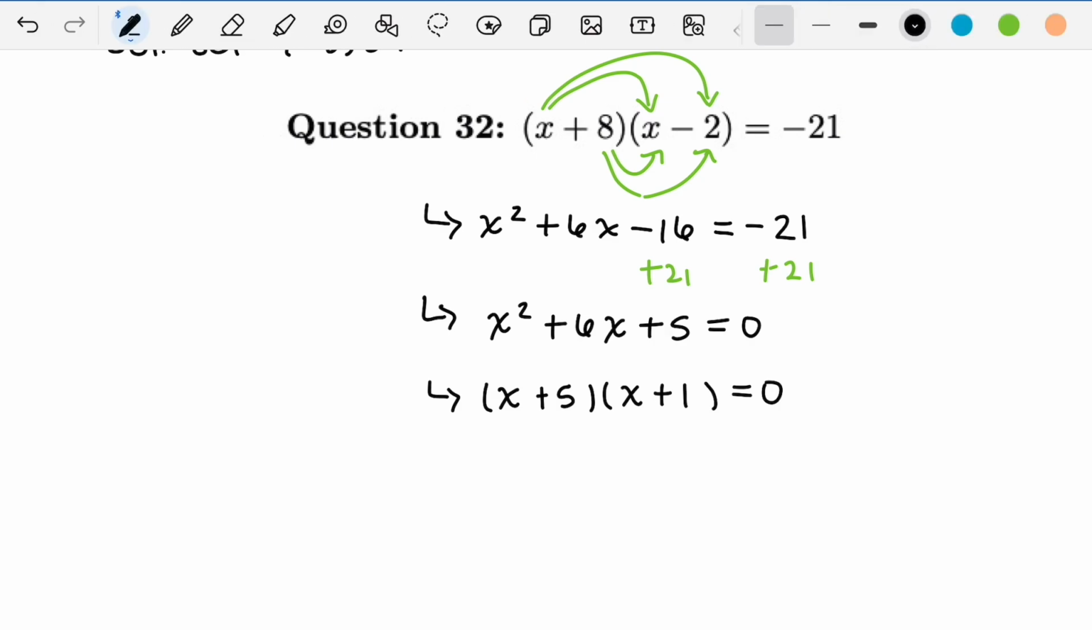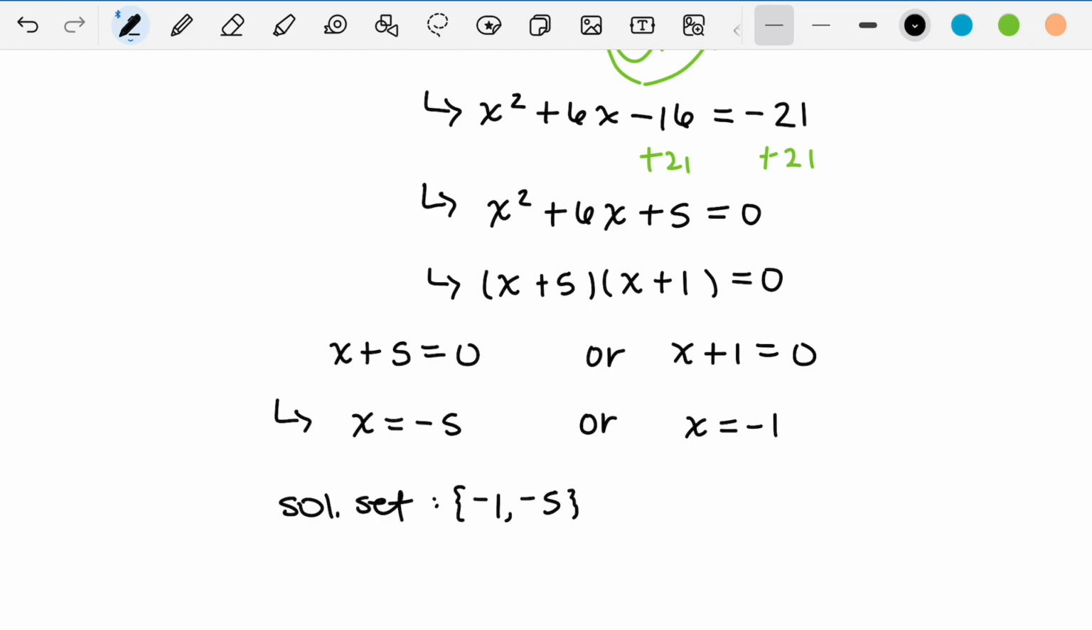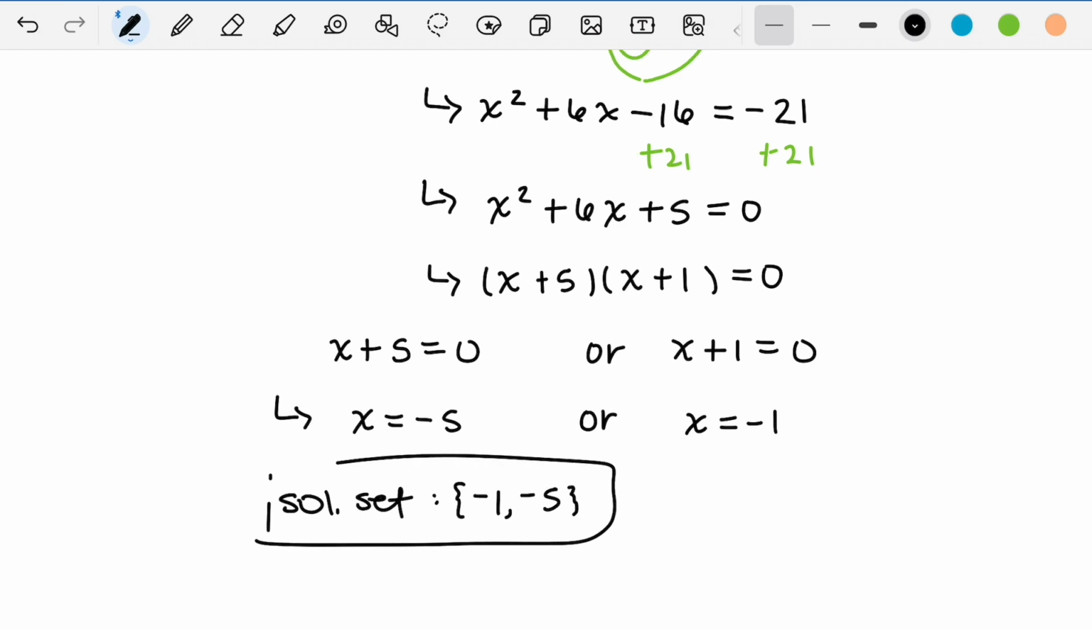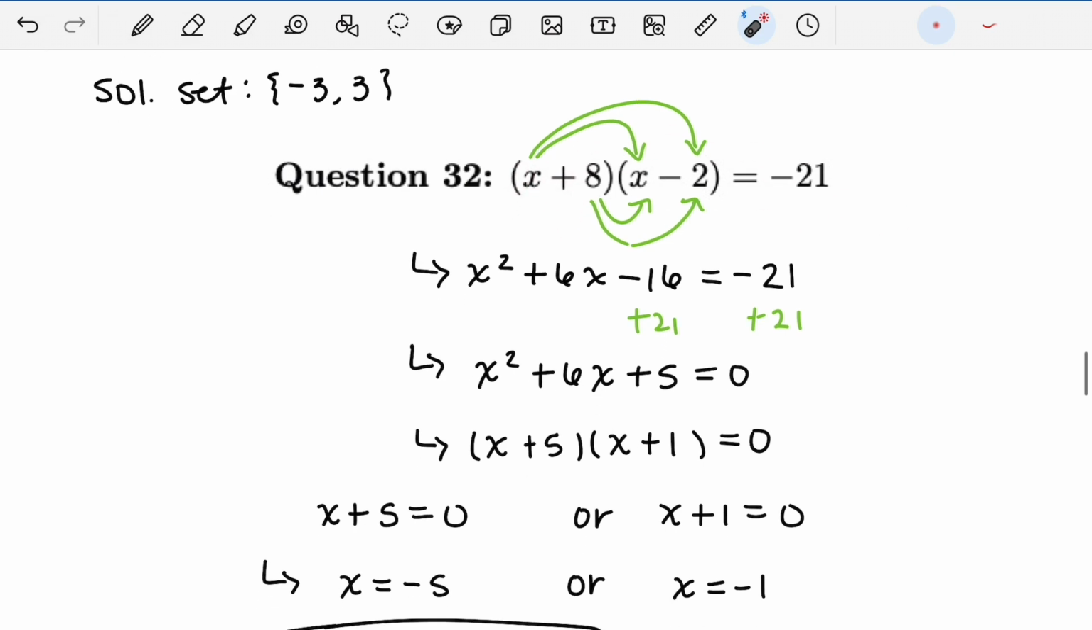So we'll have that x plus 5 is going to be equal to 0, or x plus 1 is going to be equal to 0. Now solving for x, this tells us that x is going to be equal to minus 5, or x is going to be equal to minus 1. So our solution set is going to consist of negative 1 and negative 5. So these values of x will make our original equation here true.